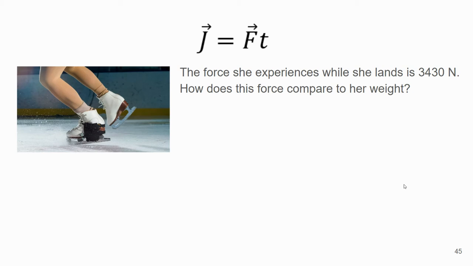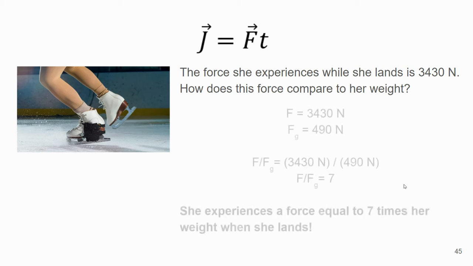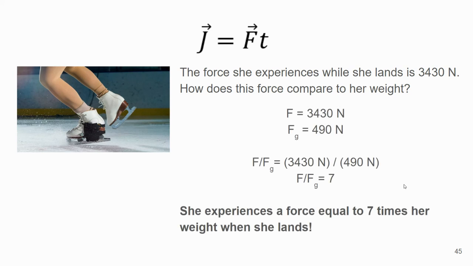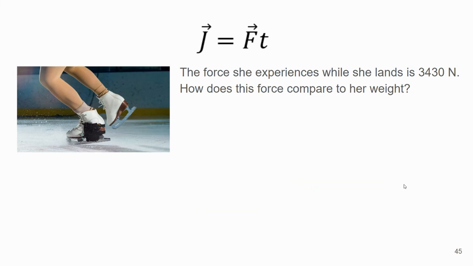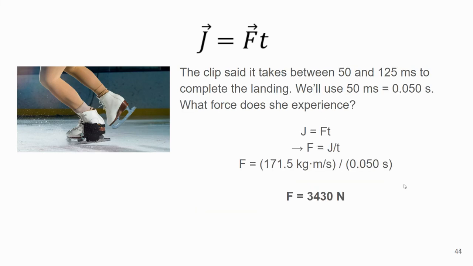So how does this force compare to her weight? Remember, her weight was 490 newtons. So if you want to compare two numbers, one way you can do this is take the big number and divide it by the small number. So 3,430 newtons divided by 490 newtons equals 7. So what does that mean? That means the force of her landing is 7 times her weight. So she doesn't get that force for very long. Remember, she's only getting it for 50 milliseconds, 50 thousandths of a second. But it's still a big force.